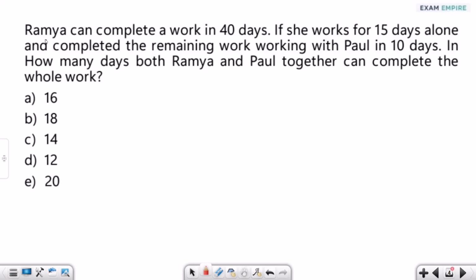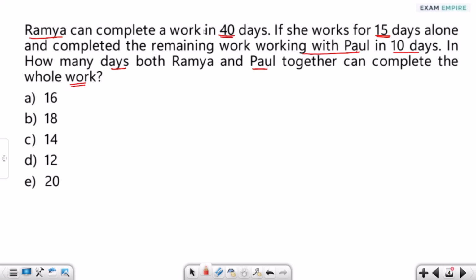Hope you would have solved. Now let's solve this particular one. Ramya can complete a work in 40 days. If she works for 15 days alone and completes the remaining work working with Paul in 10 days, in how many days can both Ramya and Paul together complete the whole work?